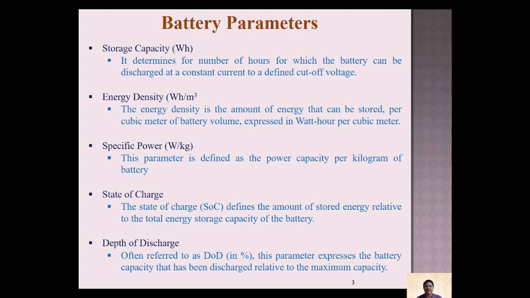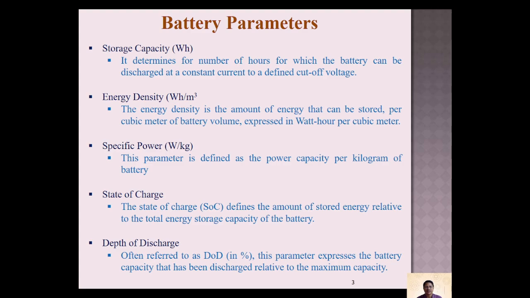Then energy density, watt hour per meter cube, that is watt hour per unit volume. The energy density is the amount of energy that can be stored per cubic meter of battery volume, expressed in watt hour per cubic meter. Then specific power, watt per kilogram. So how many watts can be delivered per kilogram weight of a battery?